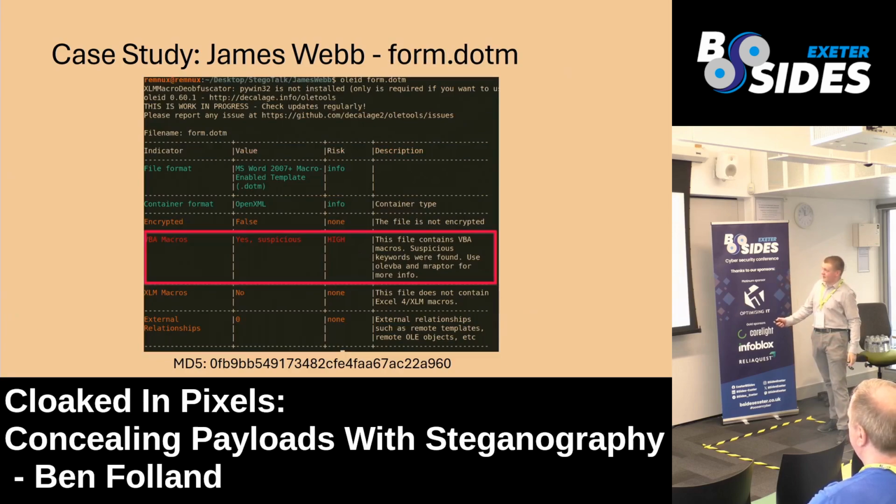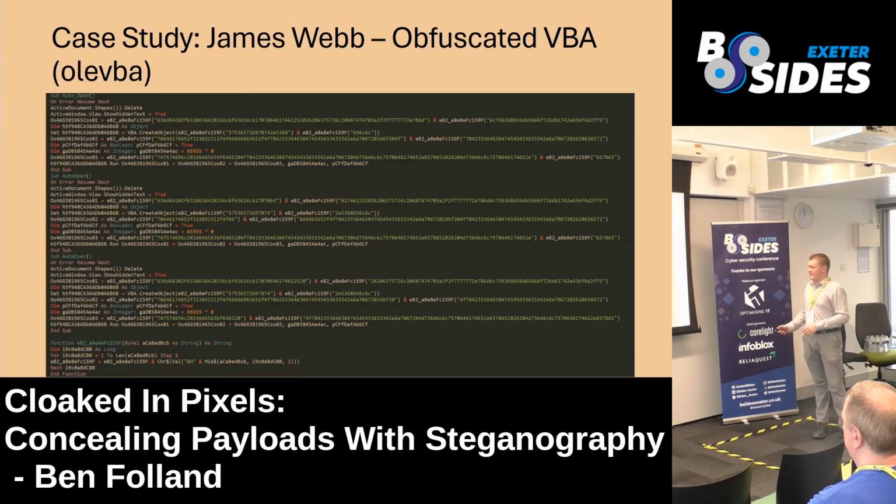But what we can do, we've got this template, we can pull this down, and we can use the OLE-ID command on the template itself, and we can see it is a file format. It is a macro-enabled template, and it does contain VBA macros. The hash is there once again. We can now use the OLE VBA command, and this will extract the VBA macro from the template. So we'll do that, and we can get the VBA script here.